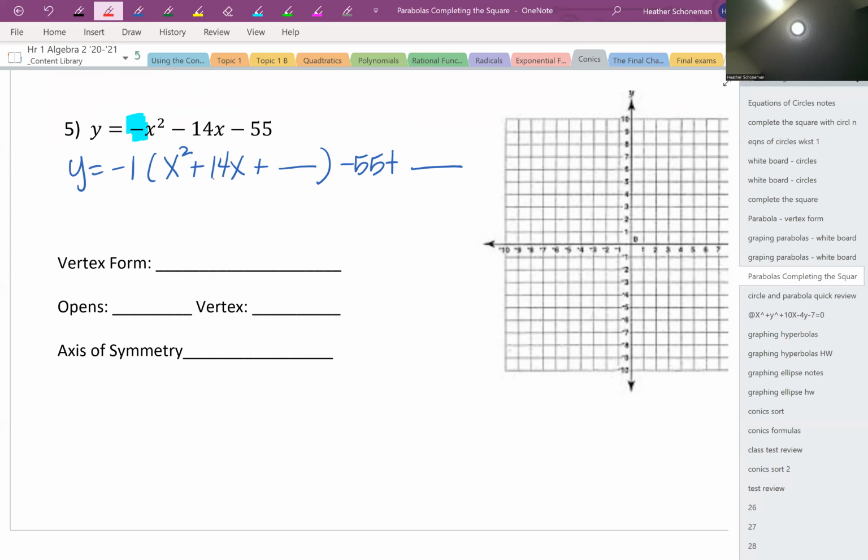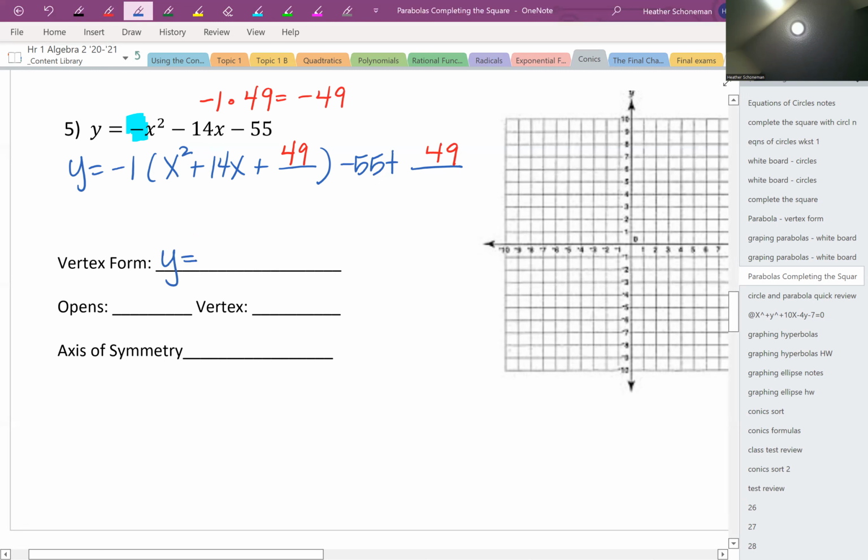Okay, let's fill in the parentheses. Half of 14 is 7. 7 squared is 49. But remember, if it's in the parentheses, it's a trick. It looks like you added 49, but you didn't. We really added negative 1 times 49, which is negative 49. So since I added negative 49 to the left to keep it balanced, I need to add 49 to the right. So when I write it in vertex form, I have y equals.